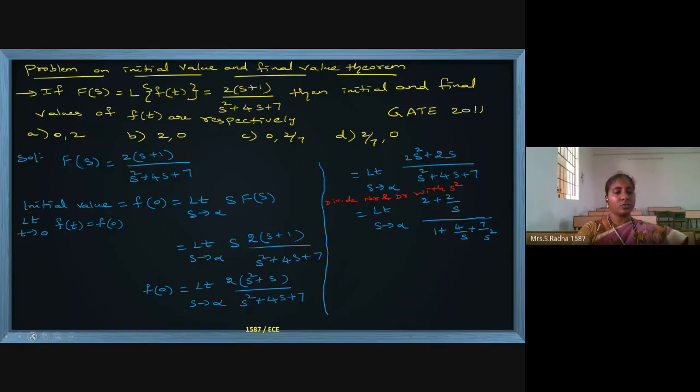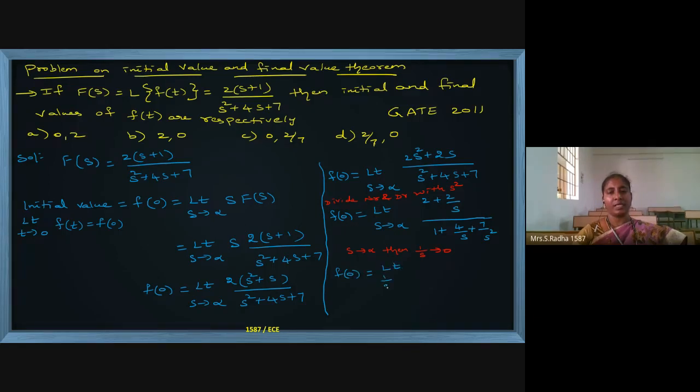we also know here s approaches infinity. Then 1 by s, we can put as 0. Wherever 1 by s is there, we can put it as 0 in the previous line. So the LHS, we already know, is f of 0. So f of 0 equals, now I am writing, you can write or directly substitute.